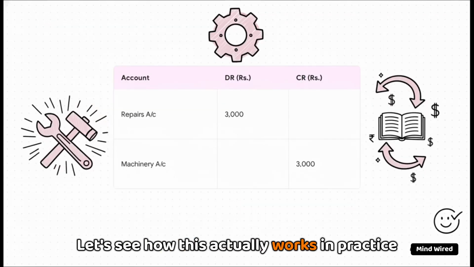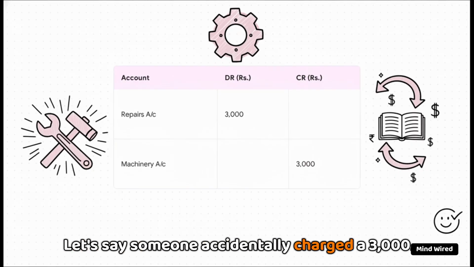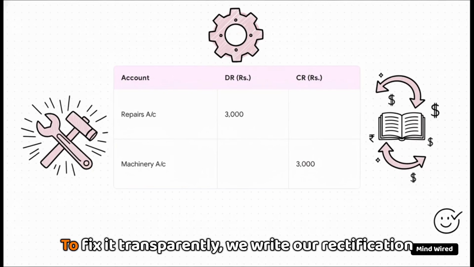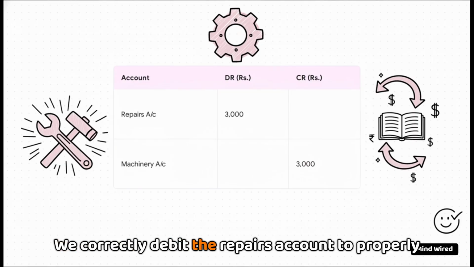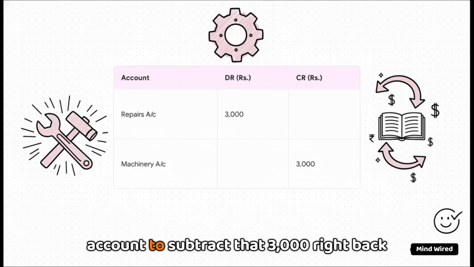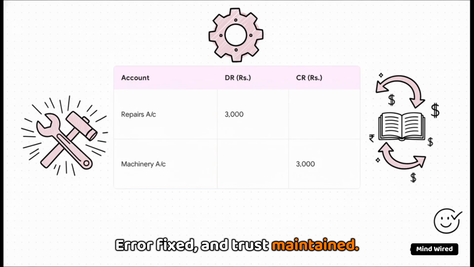Let's see how this actually works in practice to fix an error of principle. Let's say someone accidentally charged a 3,000 rupee repair bill to the machinery asset account. To fix it transparently, we write our rectification entry. We correctly debit the repairs account to properly log the expense, and we credit the machinery account to subtract that 3,000 right back out of it. Error fixed and trust maintained.